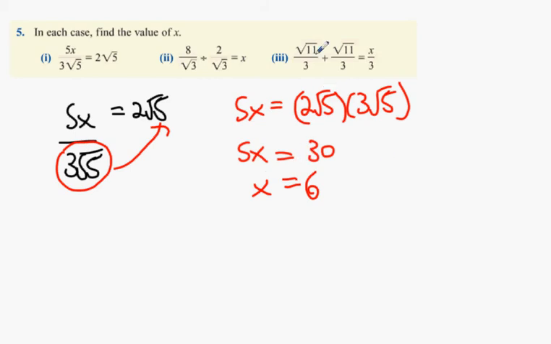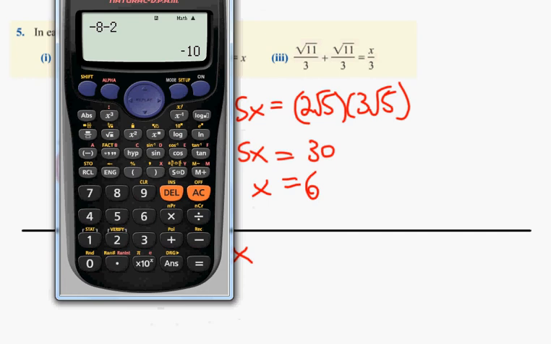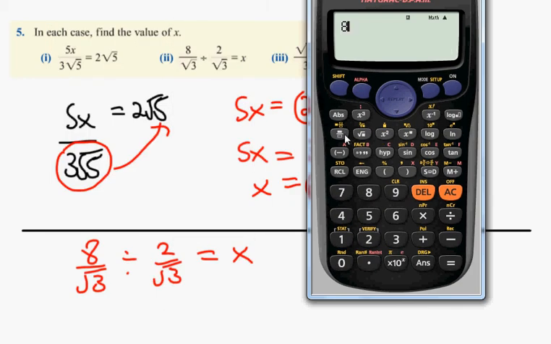Okay. What you have next in 5 part 2, guys? What's 5 part 2? 8 over root 3 divided by 2 over root 3 equals x. Now, you could do it this way. Like you could say 8 over root 3 divided by 2 over root 3. And that's great and all, but eventually you're going to have to understand how did I get 4 is the question, okay? How did I get that answer?